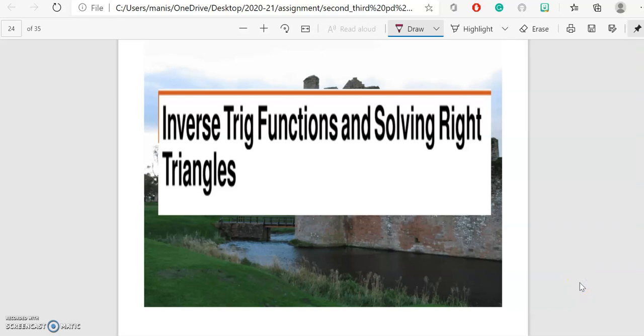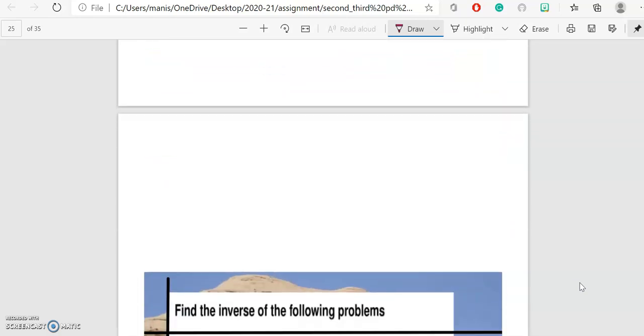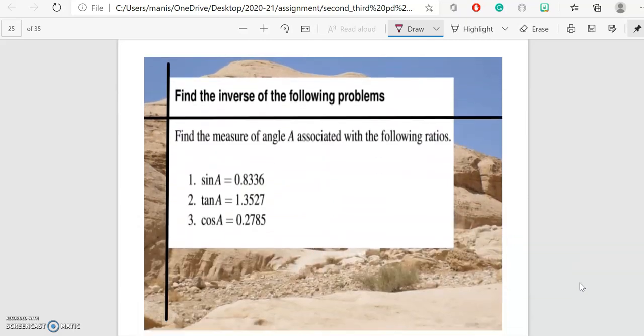We will be learning about inverse trigonometric functions and solving right triangles. First question says find the inverse of the following problems. This is a continuation from yesterday's concept. Find the measure of angle A associated with the following ratio.